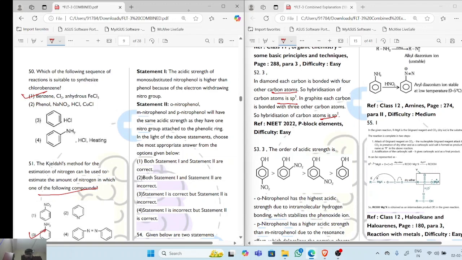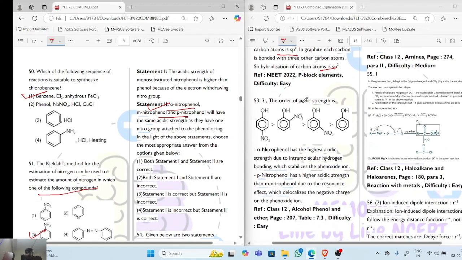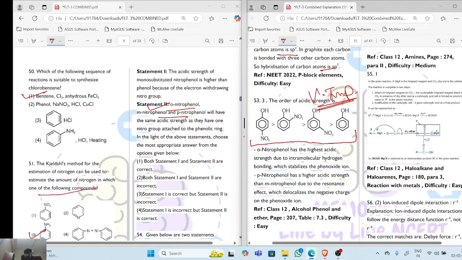We know this statement 2 question is very important. This is asked several times, a very repetitive question. Remember statement 2. First of all, we have to learn the order of acidic strength. This is a very, very important order. The order is: first we have phenol with NO2 group in para position, then phenol with NO2 group in ortho position, then phenol with NO2 group in meta position, and at last we have normal phenol.